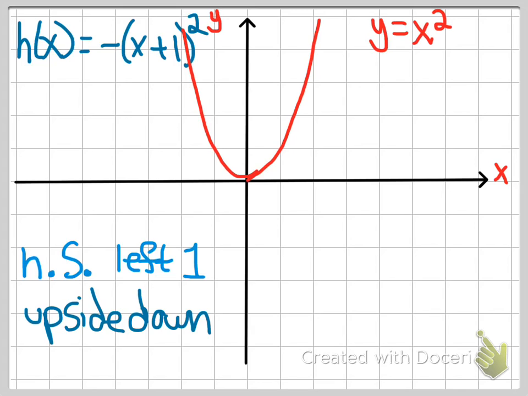So let's go ahead and graph that. I'm going to graph that in a different color so that we're not too overwhelmed here, right? So a horizontal shift of left 1. I'm going to take this graph and move it to the left 1. Notice I took that vertex and moved it to the left 1 unit. And then all I've got to do is flip it upside down.